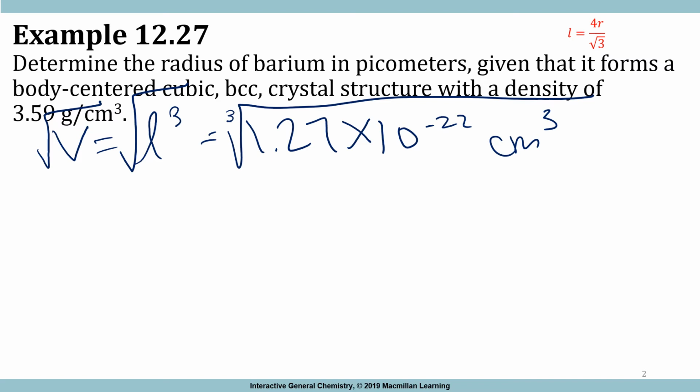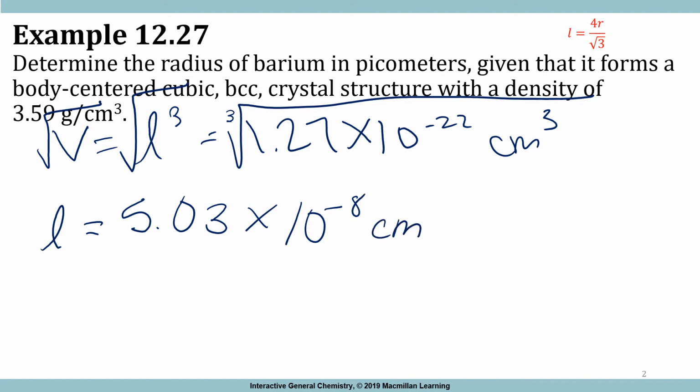They're very different. So a square root is when you're raising it to the 1/2 power. A cube root is to the 1/3 power. So if you don't know how to do the cube root function, if you just want to do the caret function to the 1/3, it gets you the same value. All right, so when I plug this in, I get an edge length of 5.03 times 10 to the minus 8 centimeters, because I also cube rooted my centimeters.